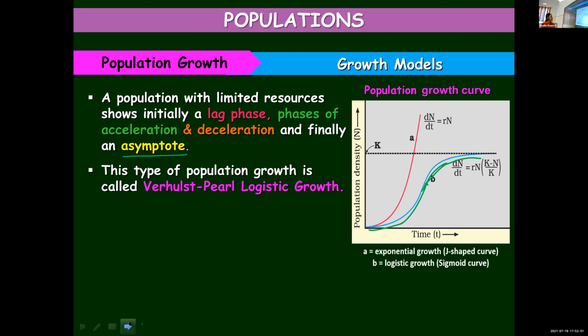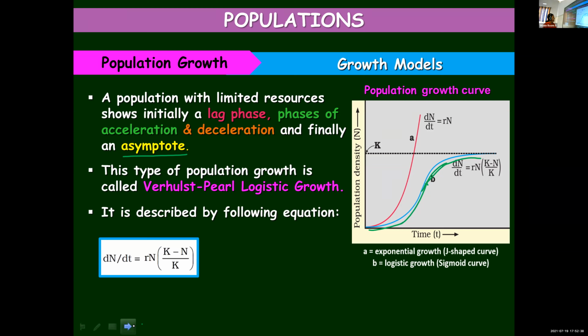This type was suggested by Verhulst and Pearl, and hence the name Verhulst-Pearl logistic growth. So if it is asked, with the help of a graphical representation, to explain the Verhulst-Pearl logistic growth pattern, then you should not get confused. It is the same as the logistic growth pattern or the sigmoid curve. It is also known as Verhulst-Pearl logistic growth, named after the scientists who described it.